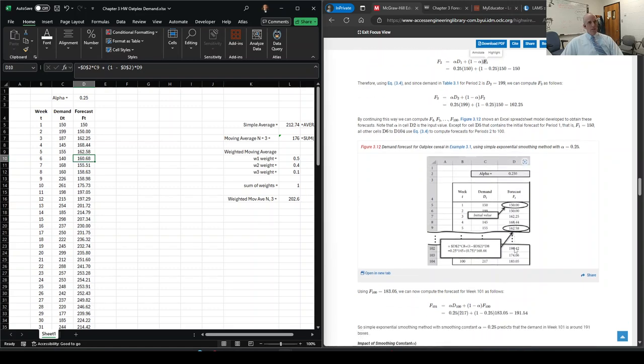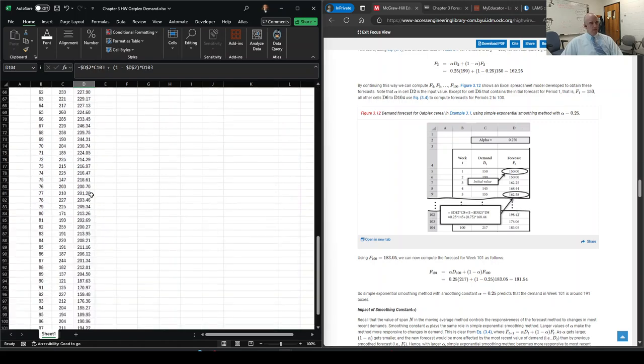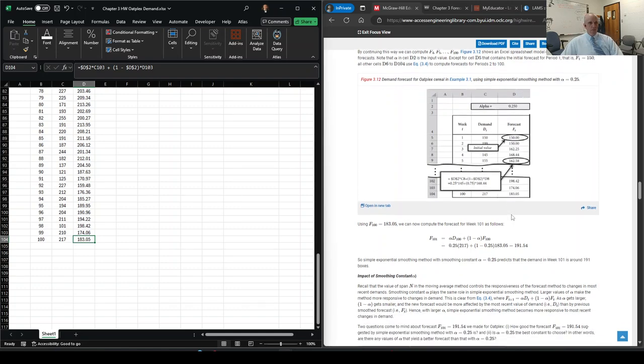Okay, and we can compare with what the book has here. We have 150, 150, 162.25, 168.44, 162.58. These all look right on. If we go all the way down to the bottom, let's check our 100th week. Here's 183.05, 174.06, 198.42. Okay, so this looks like we're right on par with the book.